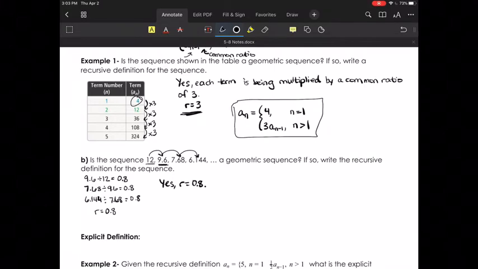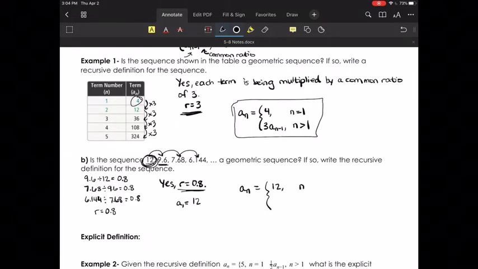Now I need to write my recursive definition. So again, the two pieces of information you got to know for this are r, which is 0.8, we know that, and then your first term, which you'll see written as a1. My first term is just whatever's listed first, so 12. I'm going to plug that in to my recursive definition. So set up your piecewise bracket thing.